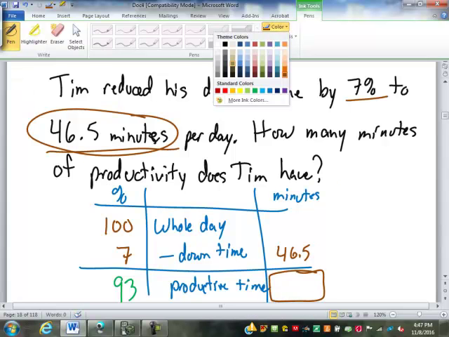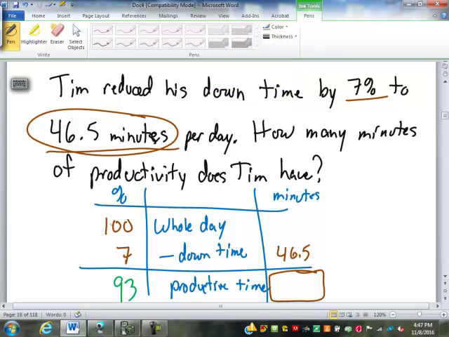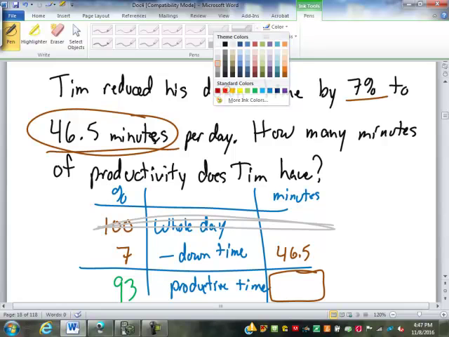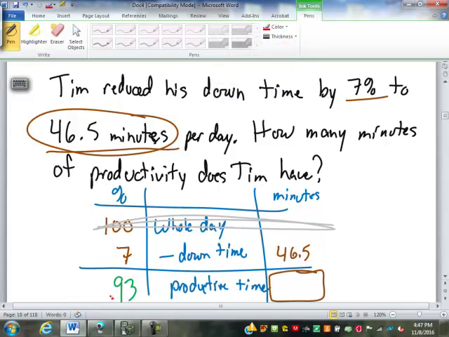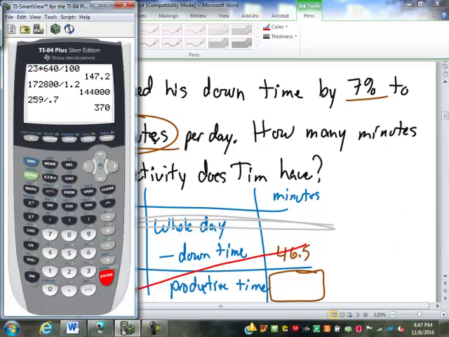So that's telling us we do not need the top row again here. We're going to cross multiply. This time it goes a different direction, but it's still diagonal. 93 times 46.5 divided by 7.